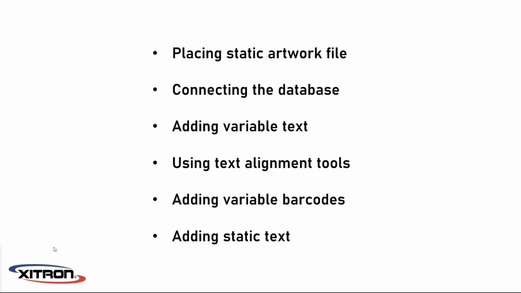In the video, what you'll see is how we place the static artwork file, connect it to the database. We'll add some variable text. We'll use text alignment tools to make it look nice. And we'll also add variable data barcodes and that static text.